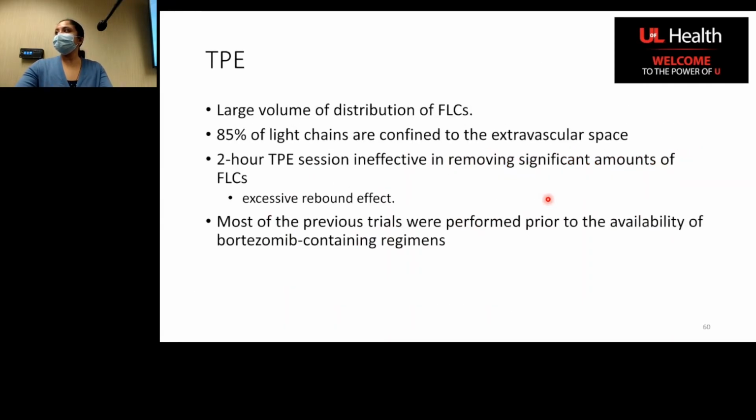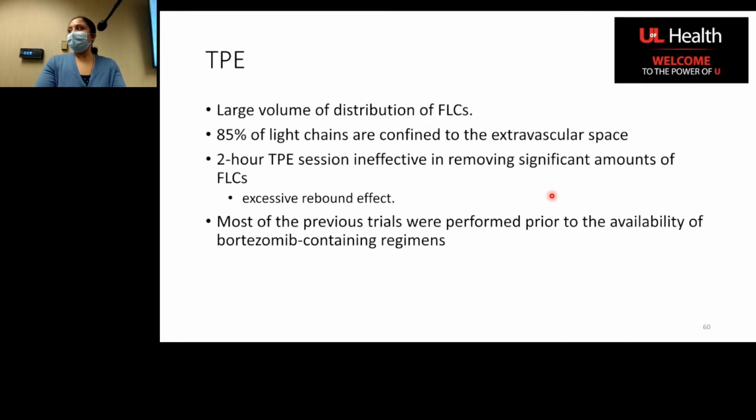And I think the reason for that is because free light chains have a large volume of distribution. 85% of these are confined to an extravascular space. Therefore, a 2 hour plasma exchange session can initially reduce your free light chain levels, but there is again going to be a rebound effect. If you check daily free light chain levels in these patients, it's going to rebound every time you check them.